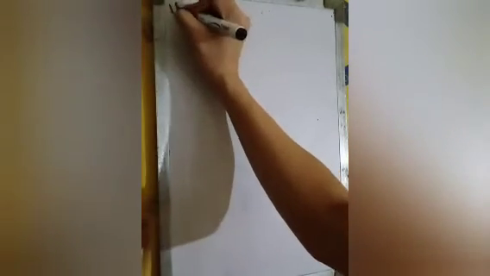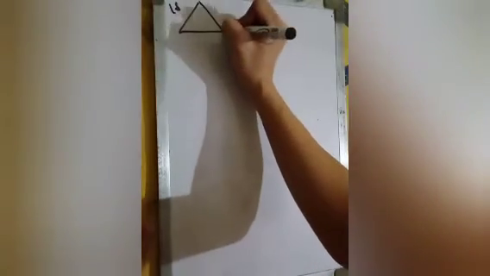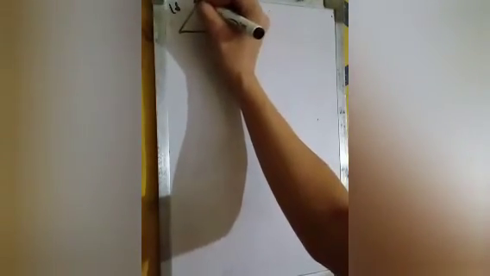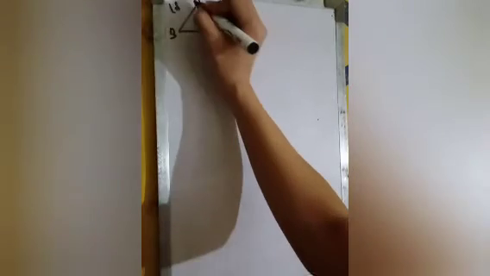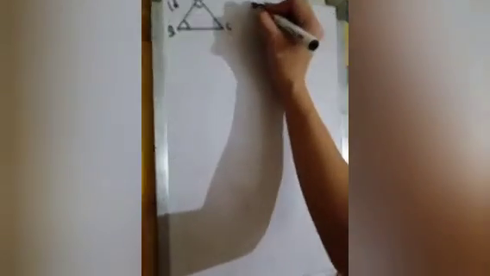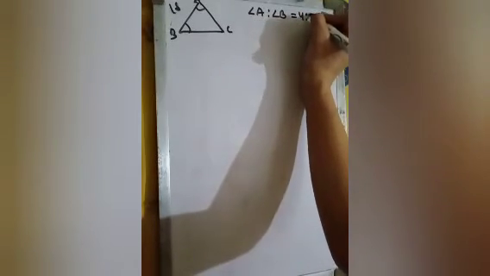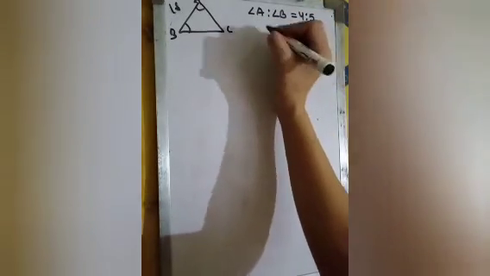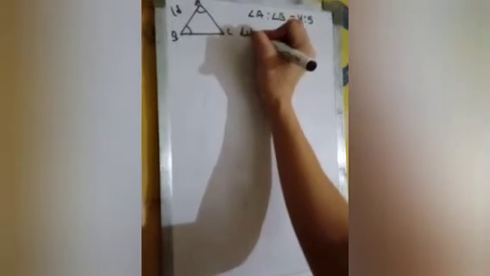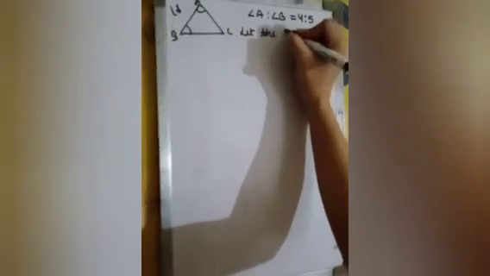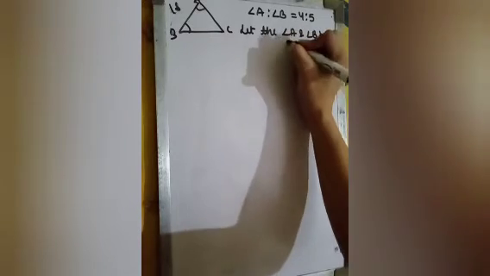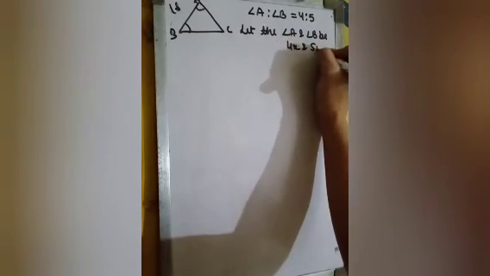Question number 18 is: two angles of a triangle are in ratio. See, this is a triangle here. This is A, this is B and this is C. Angle A and angle B are in ratio 4:5. This is given. So first we can see, let the angle A and angle B be 4x and 5x.